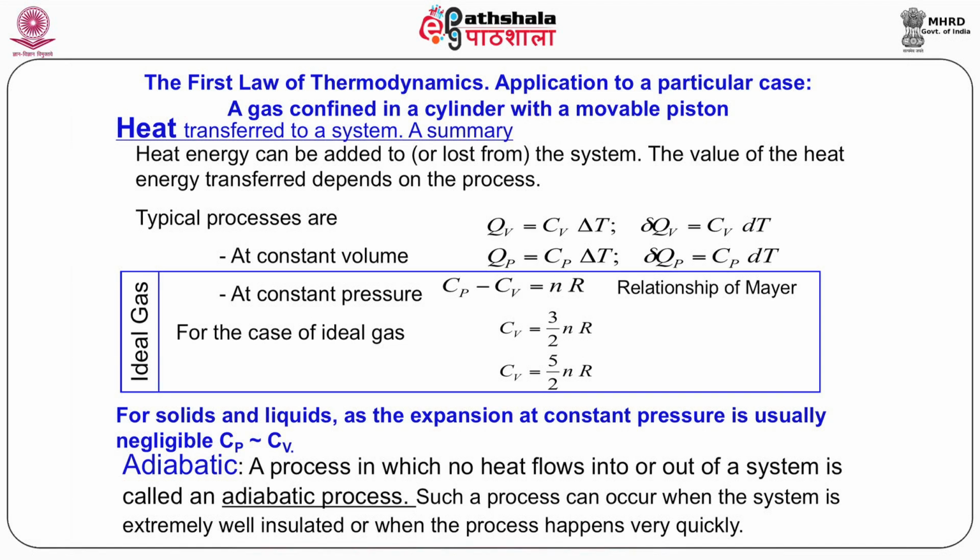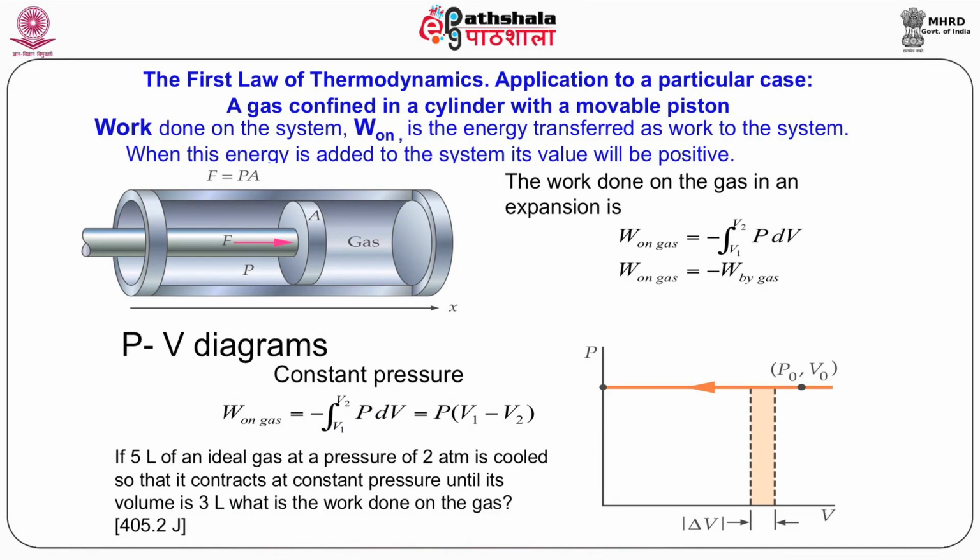An adiabatic process, what is an adiabatic process? A process in which no heat flow occurs into or out of the system is called an adiabatic process. Such a process can occur when the system is extremely well insulated or when the process happens very quickly. Here again we are trying to see that if work is done on the system, W on is the energy transferred as work to the system. Therefore, work done on the gas is an expansion, and when this energy is added to the system, its value will be positive. So this is a PV diagram.